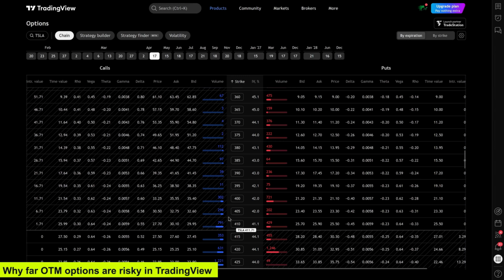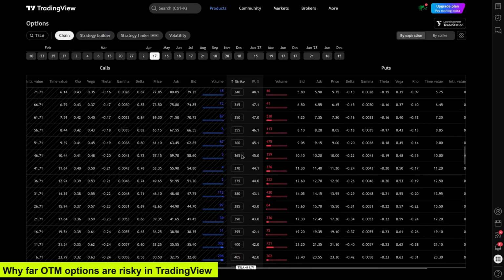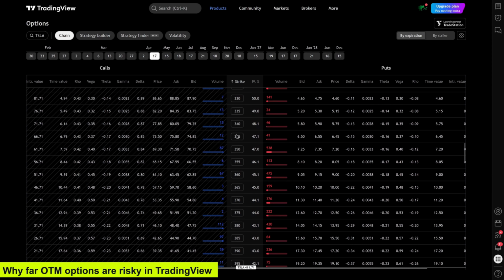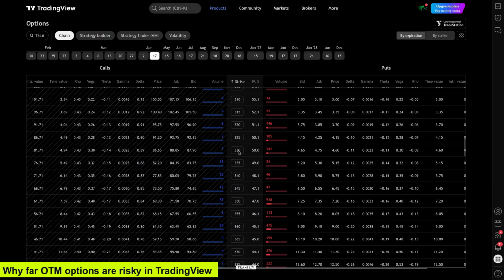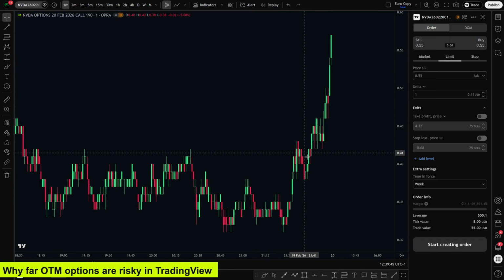Why far out of the money options are risky? Far out of the money options often look very attractive because they are cheap. When you open the options chain in TradingView and see a contract priced at just a few dollars, it feels like a small risk with huge upside. But this is where many beginners get trapped. For a far OTM call to become profitable, the stock must make a large and fast move before expiration. Not just a small move, a strong, aggressive move.